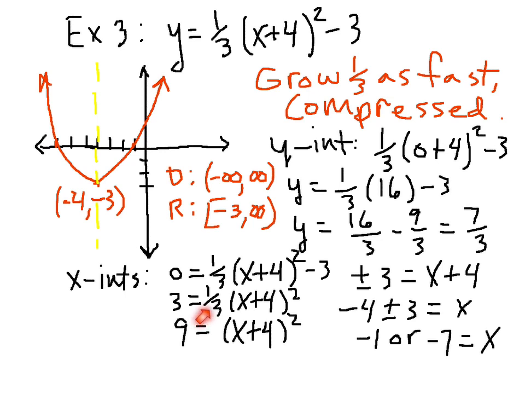On the x-intercept, what's tricky is how we get rid of this 1/3. To get rid of a 1/3, we just multiply by its reciprocal. So I multiply both sides by 3, and we end up with 9 on one side and 1 over here. And then when we take the square root, we get the positive and negative value. And then we just subtract the 4. So we get -4 plus 3, or -4 minus 3.